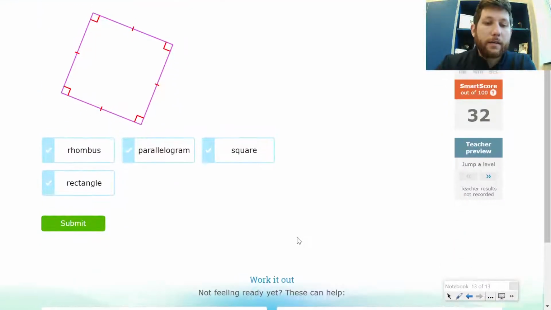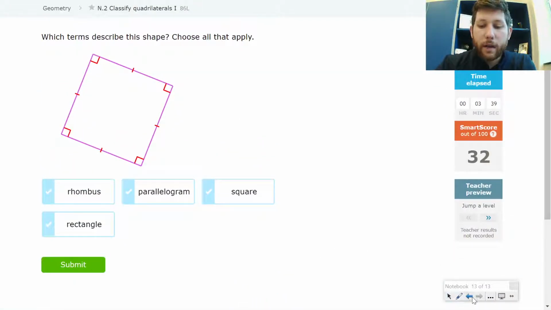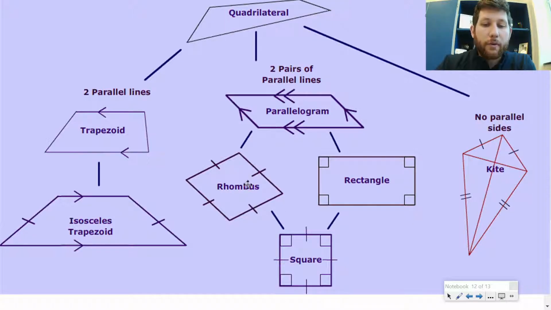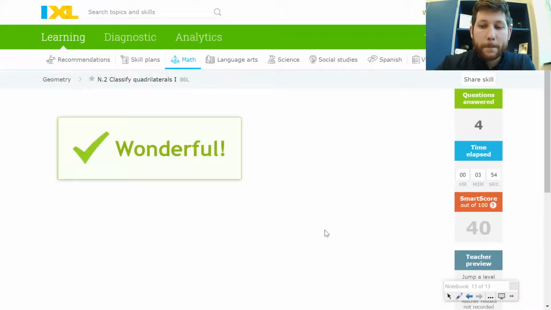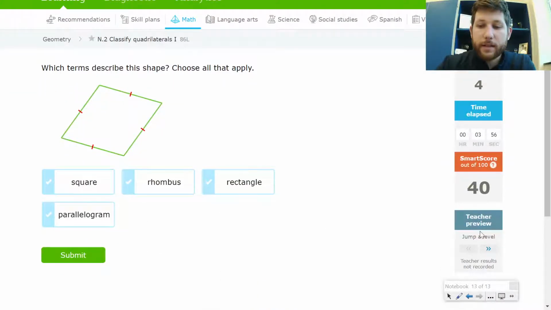Okay, and let's look at this one, the square. The square could be a rhombus, a rectangle, a parallelogram, or a quadrilateral. It's all of those. So when we're going through this, we've got square, parallelogram, rhombus, rectangle. All right, let's take this up a level here.